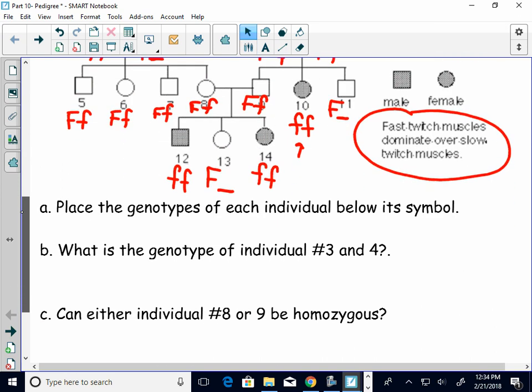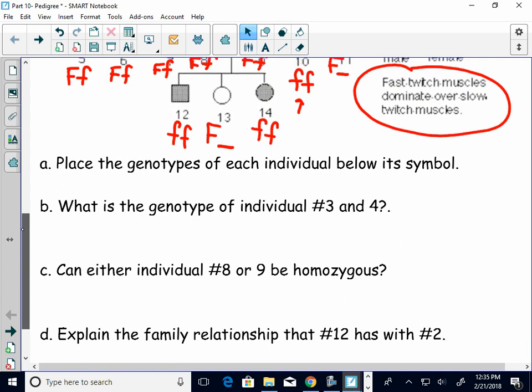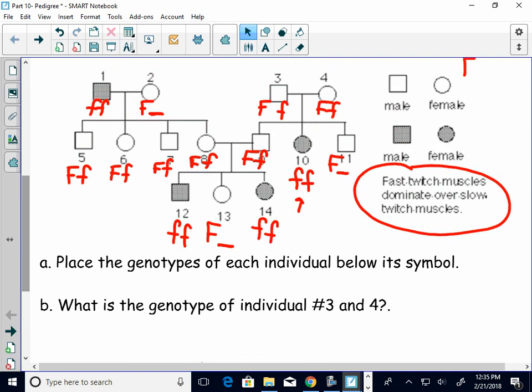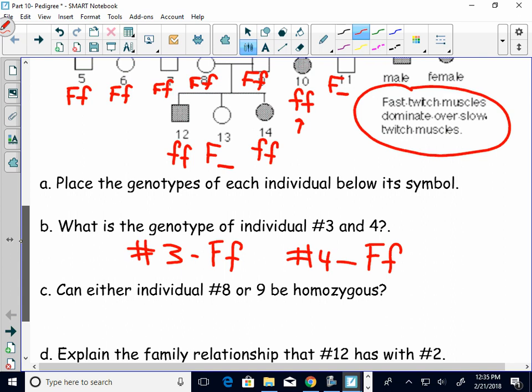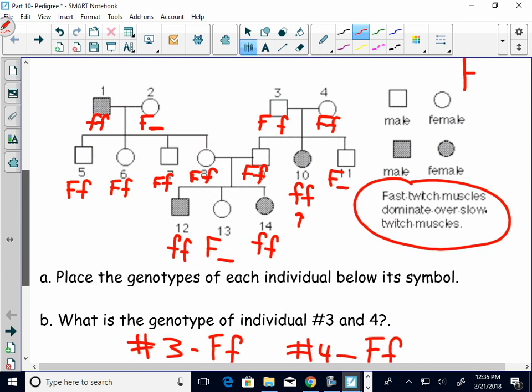Let's look at the questions. Number 1, we just did. What is the genotype of number 3? Well, number 3 is F, lowercase f, right? What is number 4? Number 4 is F, lowercase f, right? Can either 8 or 9 be homozygous? No, right?